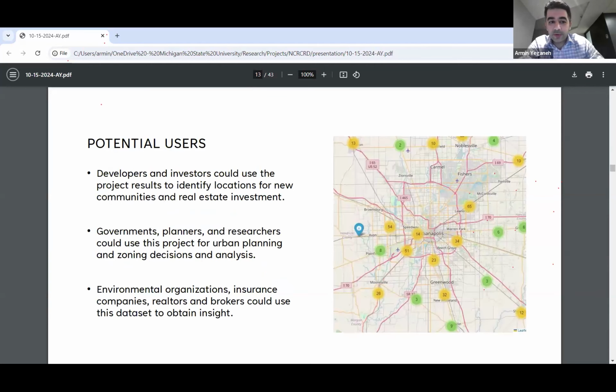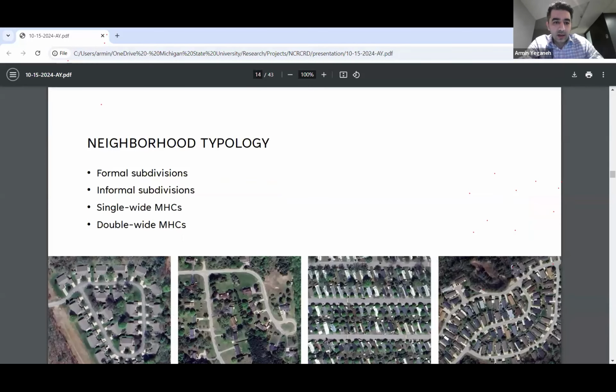And a lot of different people can use our results, like developers, investors, governments, planners, researchers, environmental organizations. Like anyone that works with manufactured housing communities can benefit from the work that we did at NCRCRD.